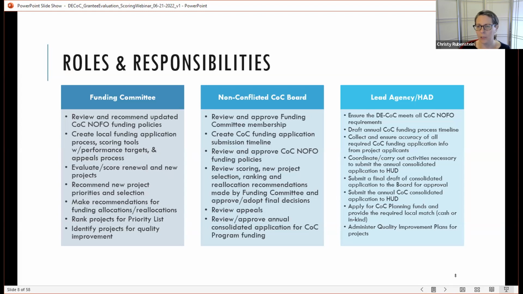The lead agency's role is to provide support to the funding committee, to the non-conflicted CoC board, and to the CoC as a whole to be able to submit the application in compliance with HUD's rules and make sure that everything is submitted on time, that there's a schedule. And they're really charged with providing a lot of the implementation and administration along the way that it takes to get into eSNAPS and to submit all these materials on time. They also administer the quality improvement plans.